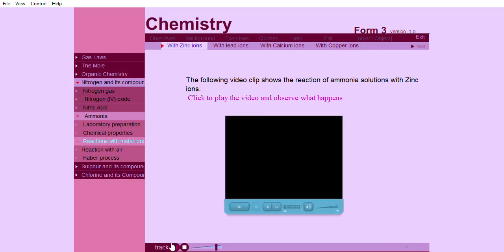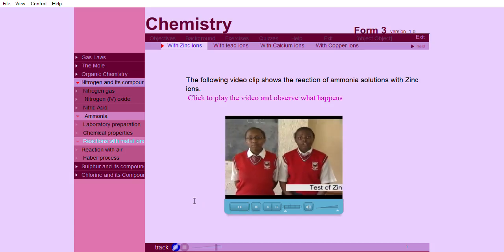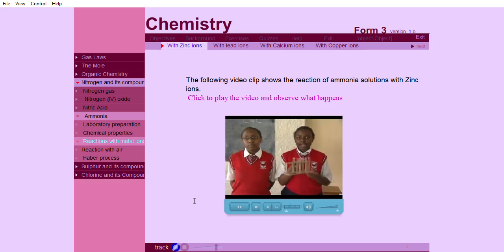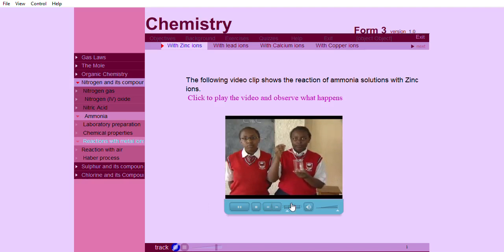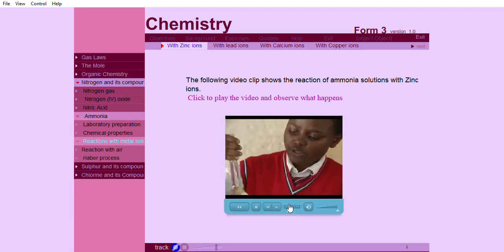The following video clip shows the reaction of ammonia solutions with zinc ions. Click to play the video and observe what happens. The following experiment is used to test for various ions using ammonia solution. In this experiment, the following apparatus and reagents are used: a test tube rack with test tubes, a beaker and a dropper, zinc ions, and finally, ammonia solution.